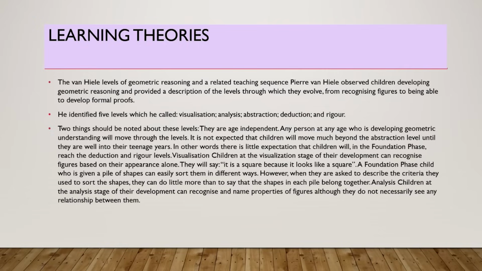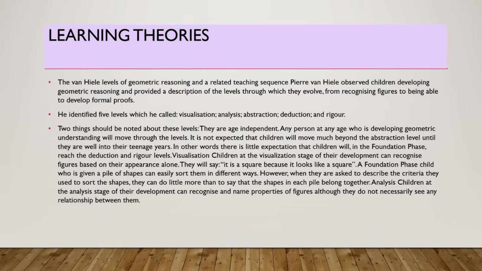So in visualization, it means that children at the visualization stage of their development can recognize figures based on their appearance alone. They will say it's a square because it looks like a square. They can't verbalize exactly what a square is, but because you've shown them the shape and you've repeatedly said that this is the square, they know that this is a square. It looks like a square.